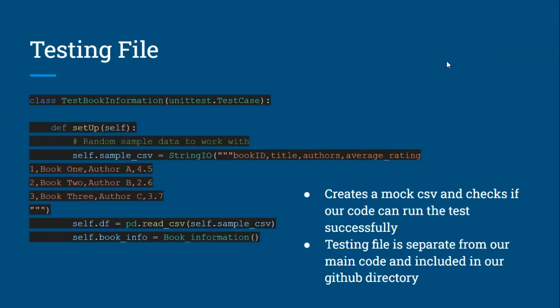There's also a testing file which creates a mock CSV and checks if our code can run and tests successfully. Our testing file is separate from our main code, but it's also included in our GitHub directory.